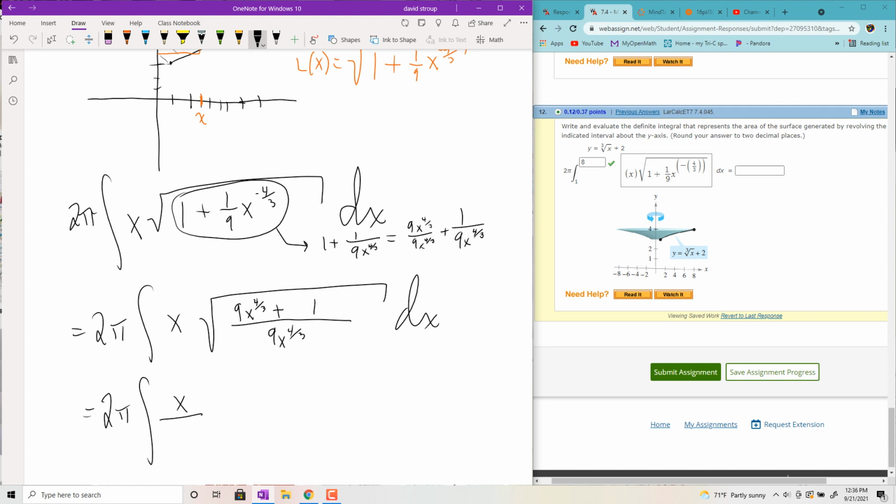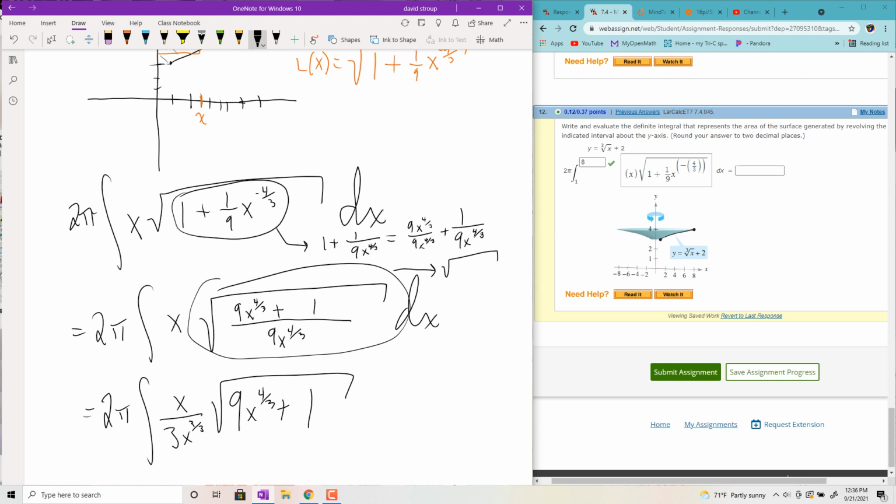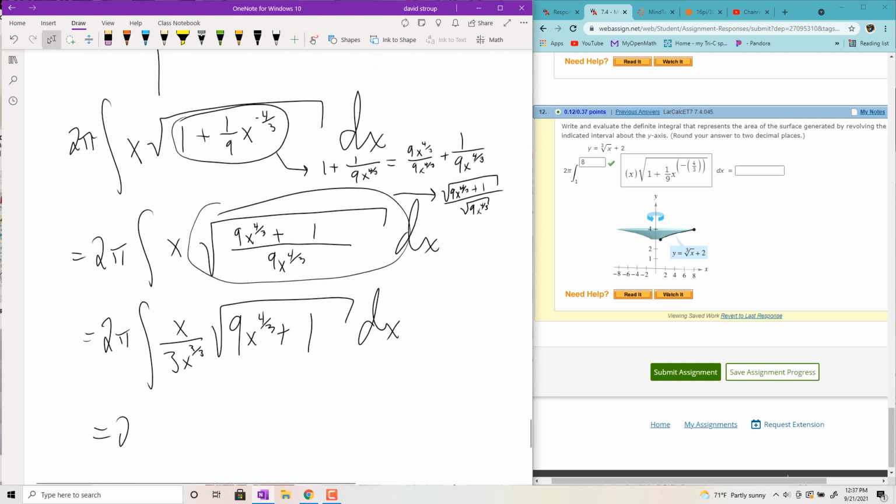So you'd get x all over 3x to the 2/3, and then times the square root of 9x to the 4/3 plus 1, right? Because this thing right here you could make the square root of 9x to the 4/3 plus 1 all over the square root of 9x to the 4/3, and the square root of 9x to the 4/3 is 3x to the 2/3, which is what I factored out in front. So that would leave you with 2 pi times the integral of, well, let's factor out the 3, and then you get x to the 1/3 square root of 9x to the 4/3 plus 1 dx, and then it should be easy.